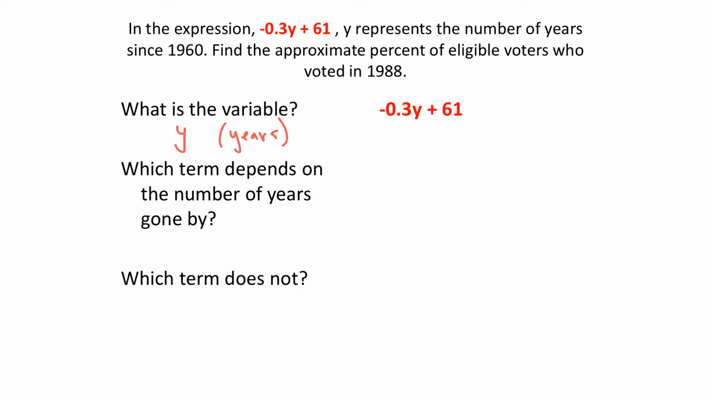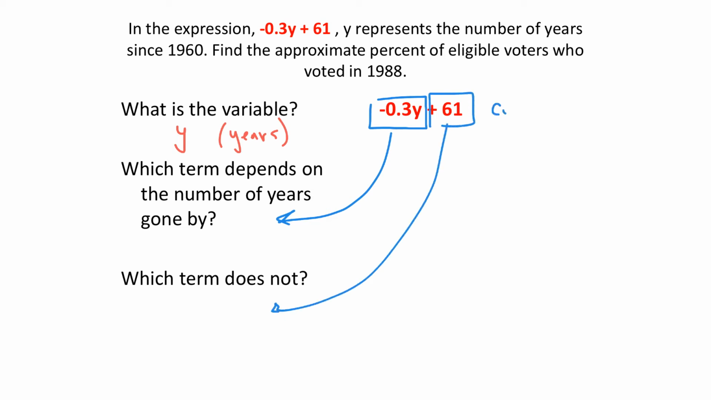So which term depends on the number of years that have gone by? And so this idea is this one right here, and we know that because it has the variable in it. So it depends on the variable. So I won't know anything until I tell it a particular variable. The term that does not is this 61, because if you remember anything about expressions, this is the constant. It doesn't change. There's no variable associated with it, so it doesn't depend on anything. It's just some random number that was part of the original expression.